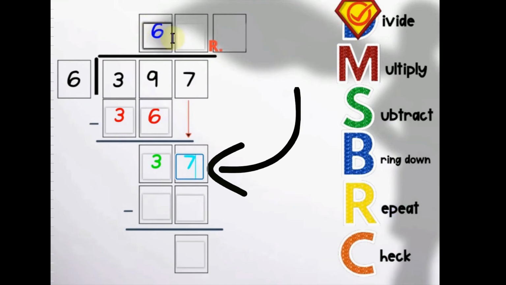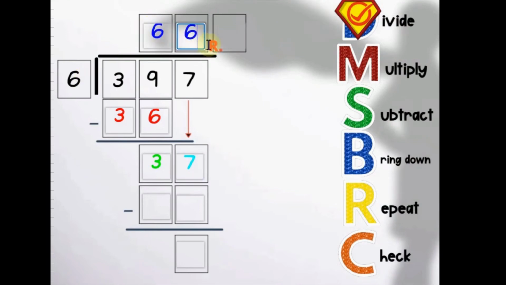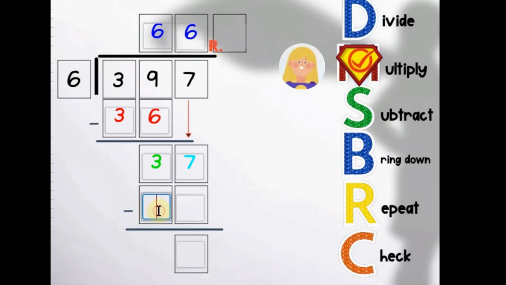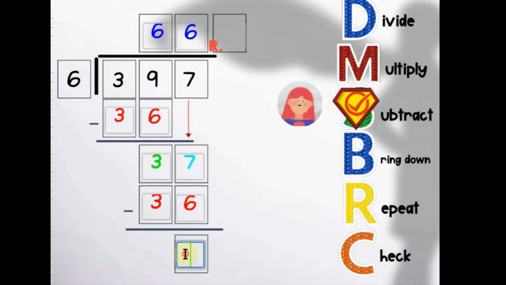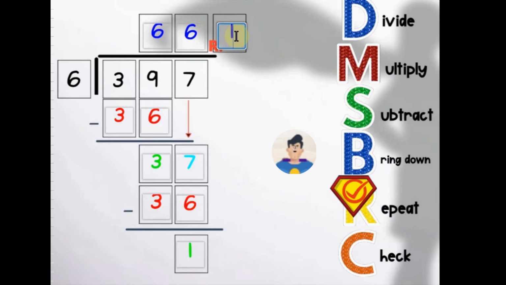Time to repeat. Now we need to divide up a new number. We divide 37 into groups of 6. There are 6 groups of 6 in 37. I multiply 6 times 6, which equals 36. 37 minus 36 is 1. There is nothing to bring down, so Rover reminds me to bring up the remainder.